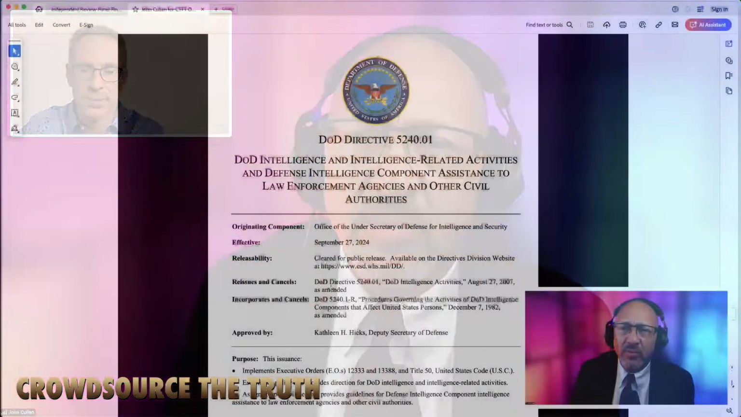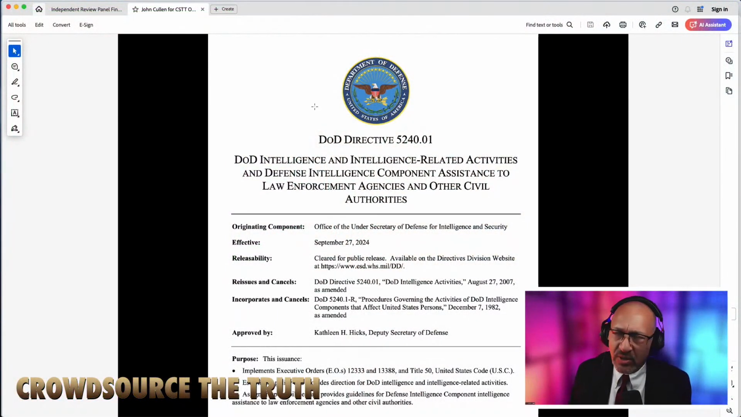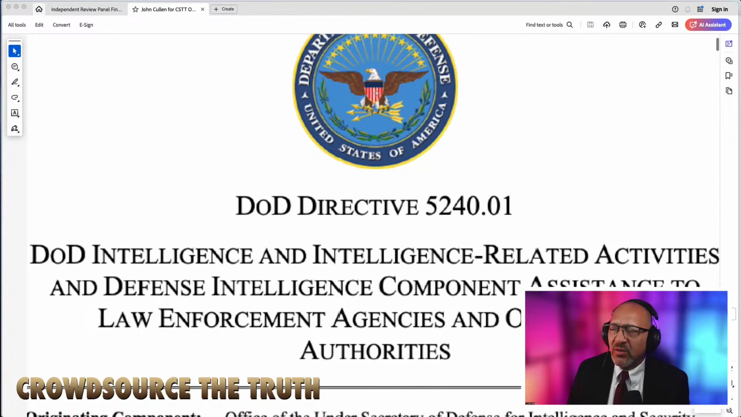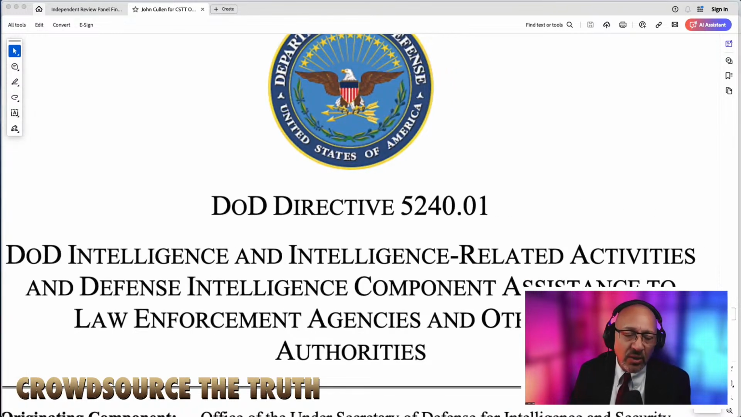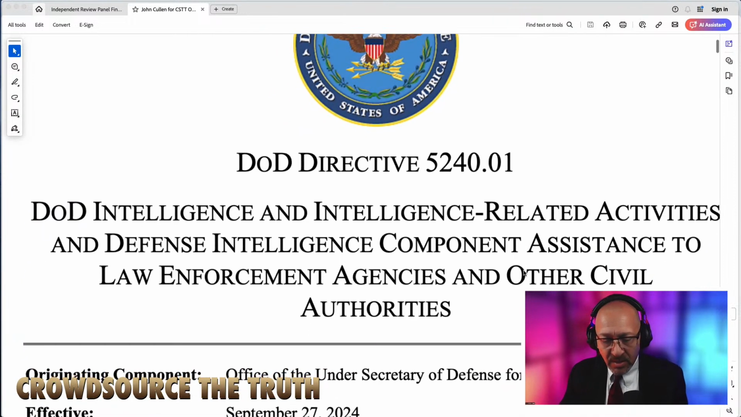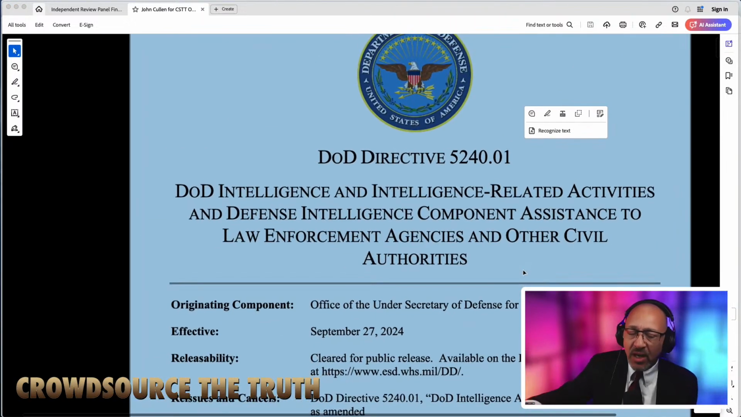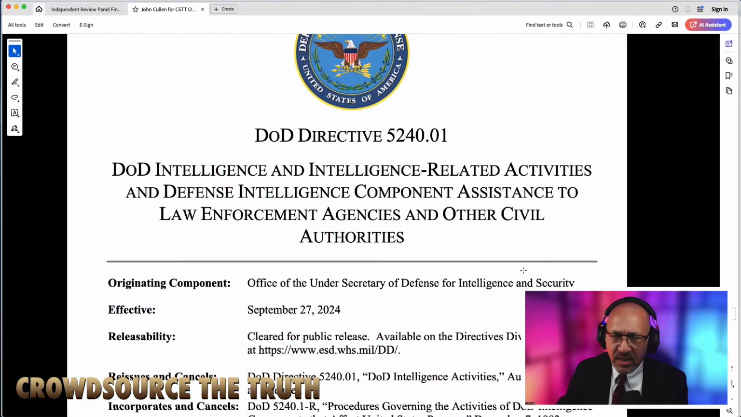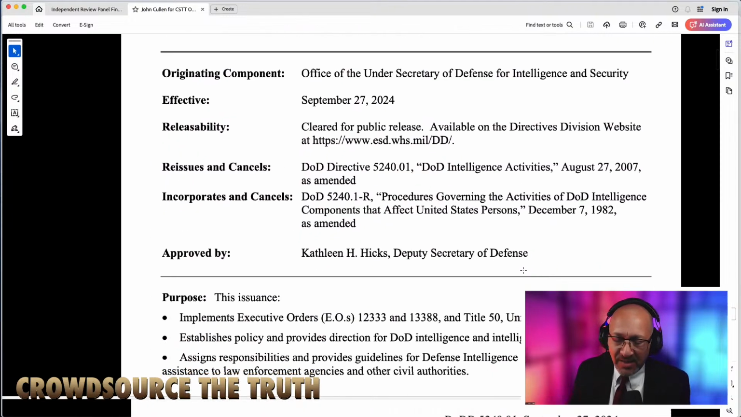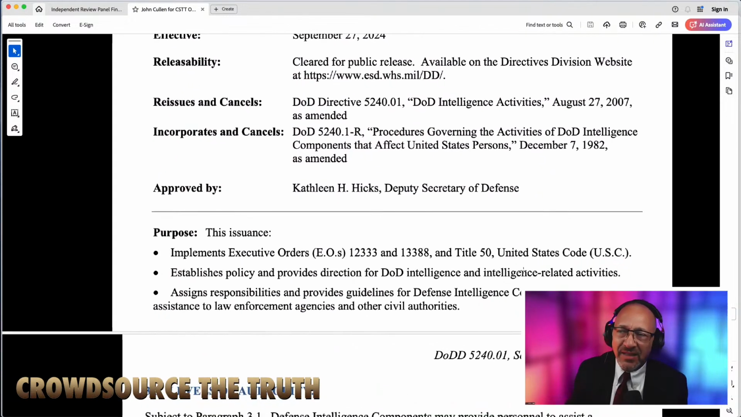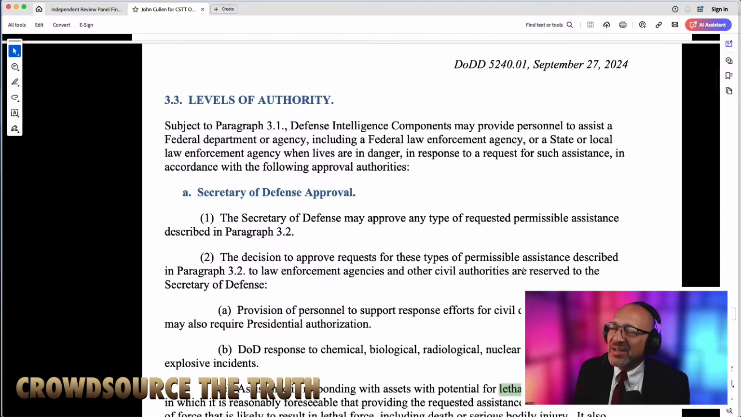All right. Well, let's talk about this real quick before we get to the voting, because this is a big deal. A lot of people are talking about this. It's DoD Directive 5240.01, and it's already being debunked. What do you mean? In other words, there are already posts saying that this doesn't say this and this doesn't say that.